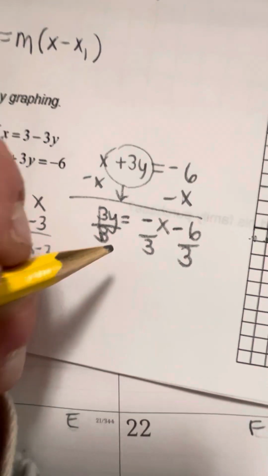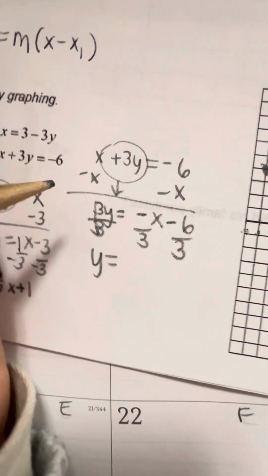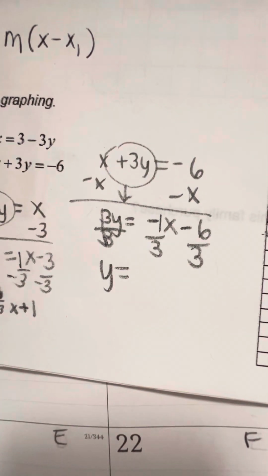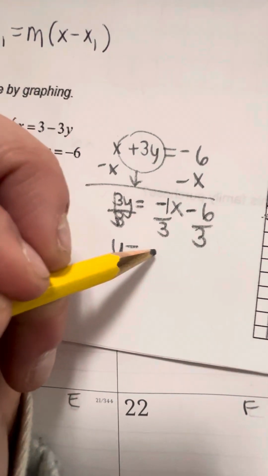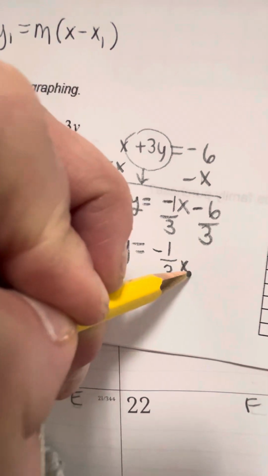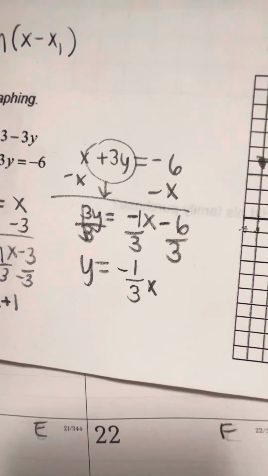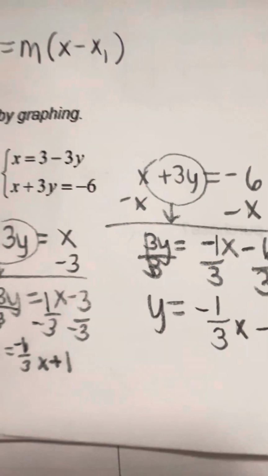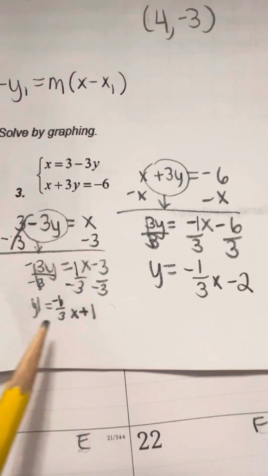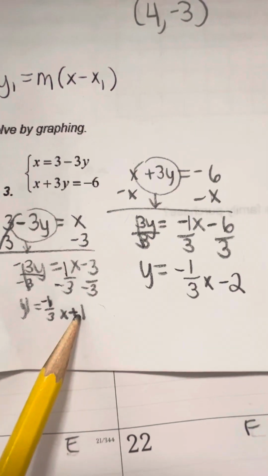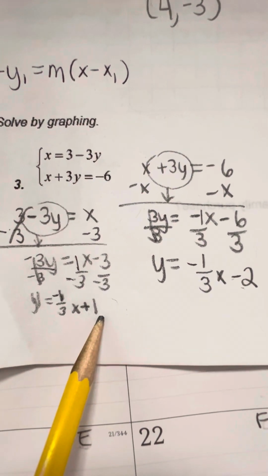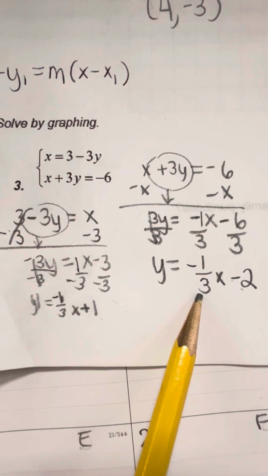Now the 3's are going to cancel each other out, leaving me with y equals. And then this is a negative, again, there's no number here, so we're going to put a -1 there. -1/3 x. And then -6 divided by a positive 3 is a -2. Now, when you're looking at these two equations, you should notice that our y-intercepts are different. One's -2 and the other one is a 1. But we do have the same slope, -1/3.